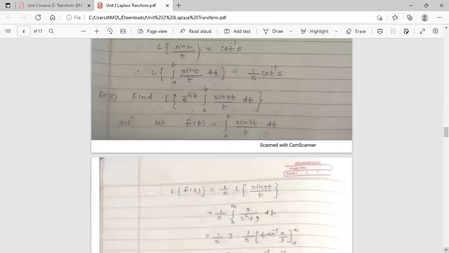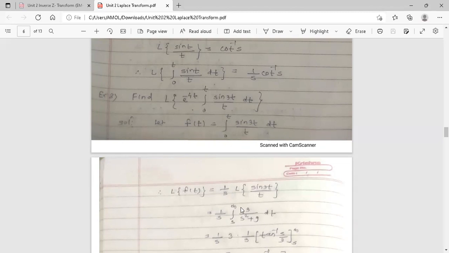Now the next example is: find the Laplace transform of e raised to minus 4t into integration of 0 to t sin 3t upon t dt. Now here in this example also, you find the Laplace transform of sin 3t, then you find the Laplace transform of sin 3t upon t by using the division by t property. Then you find the Laplace transform of integration of 0 to t by using the integral property. And then you find the Laplace transform of this complete term e raised to minus 4t into this integral using the shifting property. Now, Laplace transform of sin 3t is 3 upon s square plus 9.